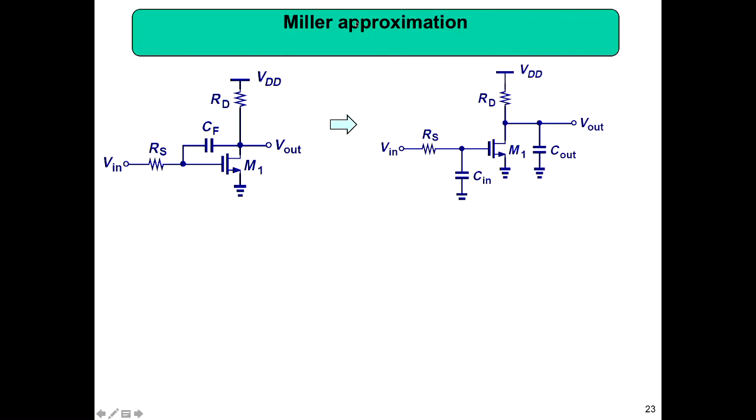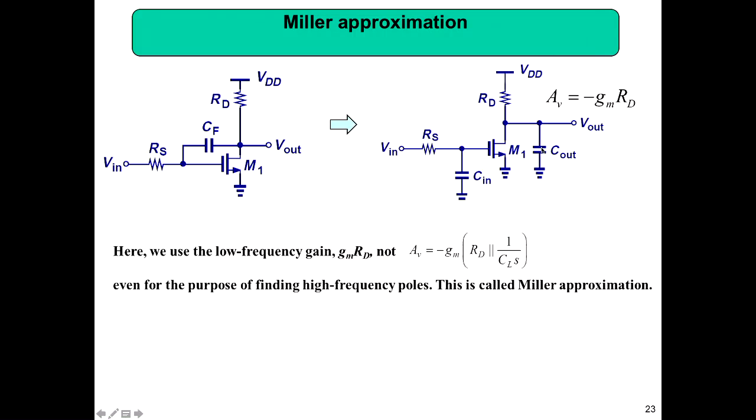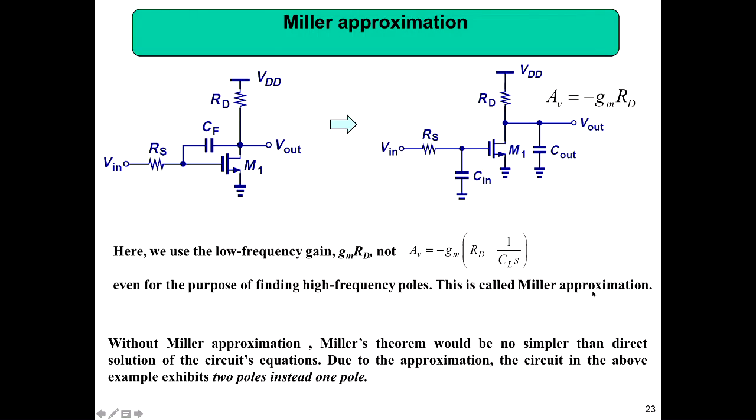So Miller's theorem is called a Miller's approximation because we are taking only the low frequency value, minus gm into Rd, not taking into account the effect of this capacitor, which we already derived in the previous slide and in the previous lecture. gm Rd, not this big value, which involves the capacitor. Even for the purpose of finding high frequency poles, this is called a Miller approximation. Without Miller approximation, Miller's theorem would be no simpler than the direct solution of the circuit's equations. So that's the reason. It's a Miller's approximation.